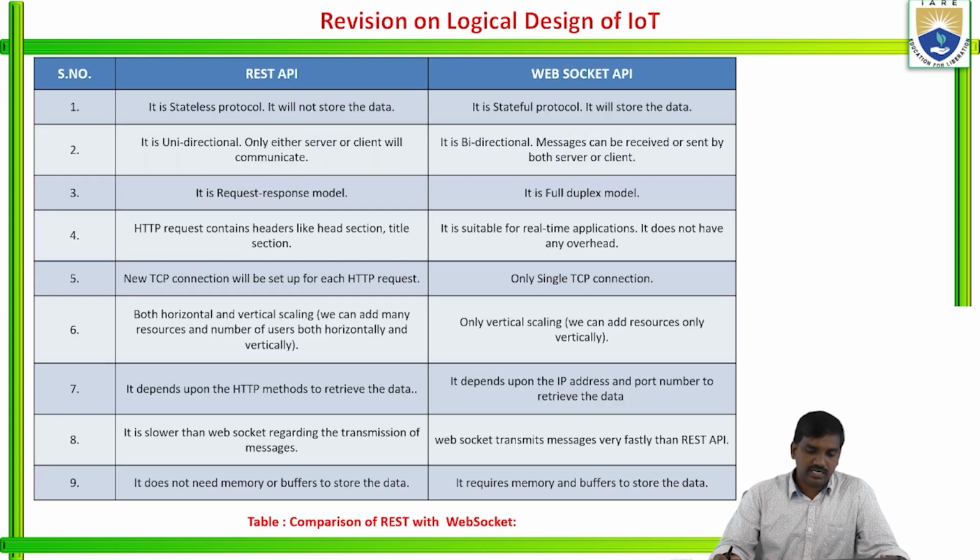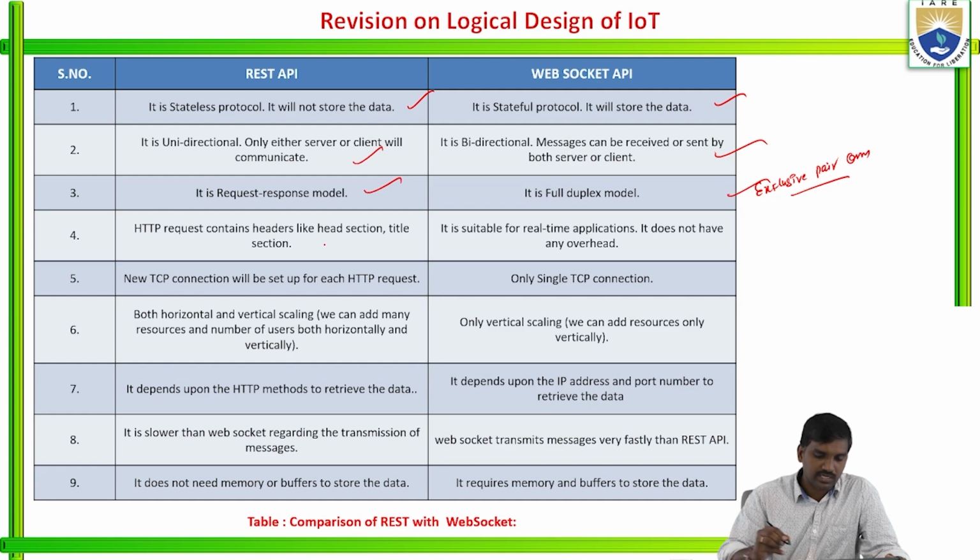Next, the main differences between the REST API and WebSocket API. In terms of protocol, REST is a stateless protocol and will not store any type of data. It is unidirectional, where either client or server communicates. WebSocket is bidirectional and full duplex, while REST follows the request-response communication model and WebSocket follows the full duplex or exclusive pair communication model. And an HTTP request contains HTTP commands like GET, PUT, DELETE, like that.